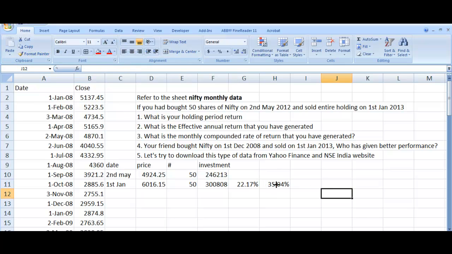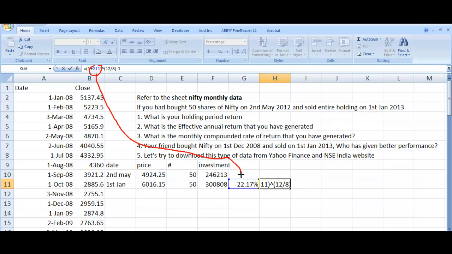So 35.04 is what you are actually returning in a year if you generate this much in 8 months. Okay, so this is our understanding, right? If you see the formula again, it is 1 plus G11, where G11 is the holding period, to the power 12. So G11 is a reference to this cell, G and then 11. Then you have to the power 12.